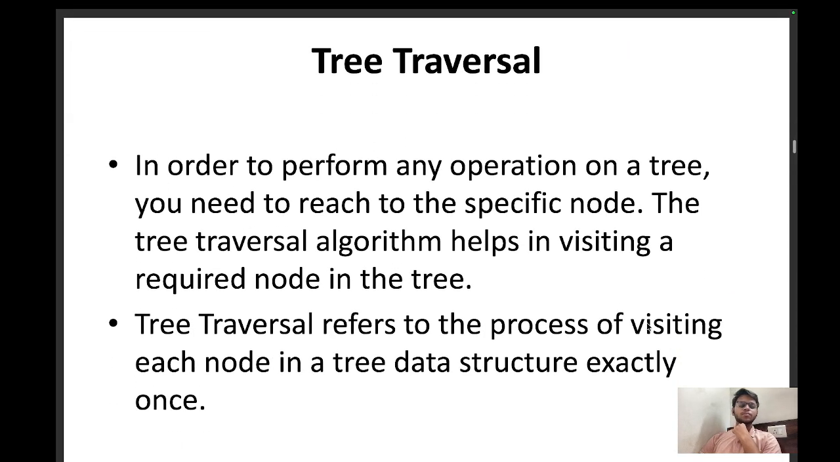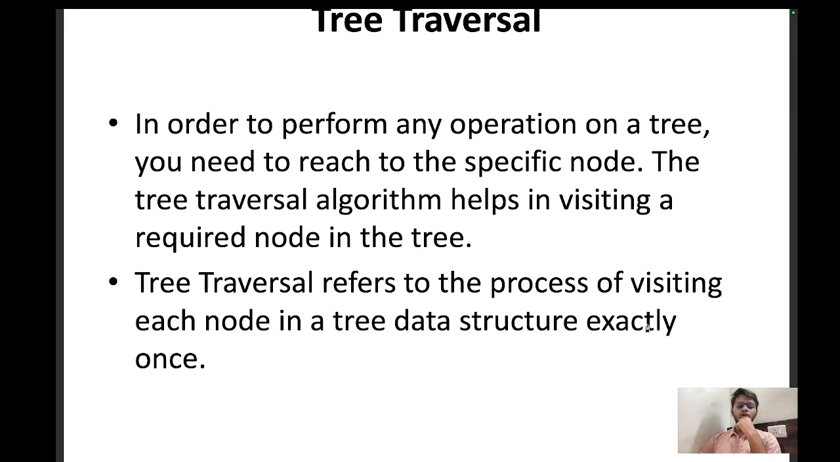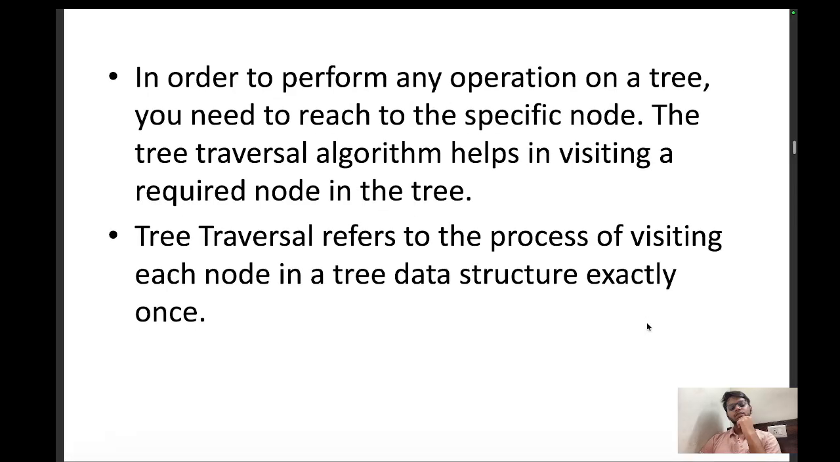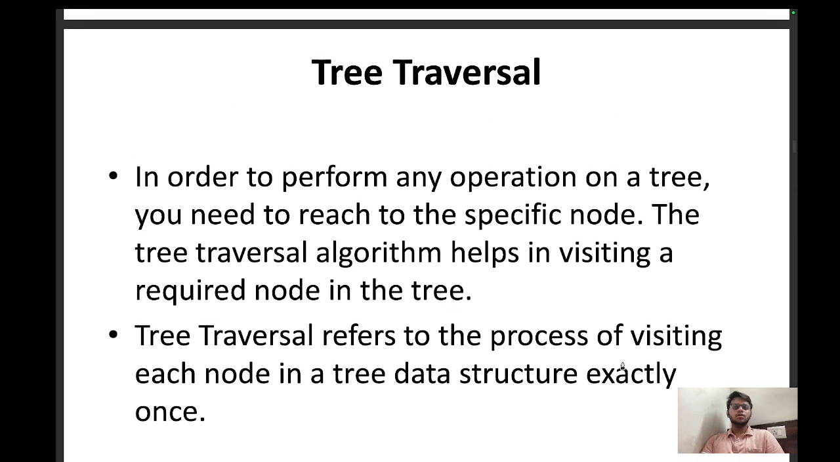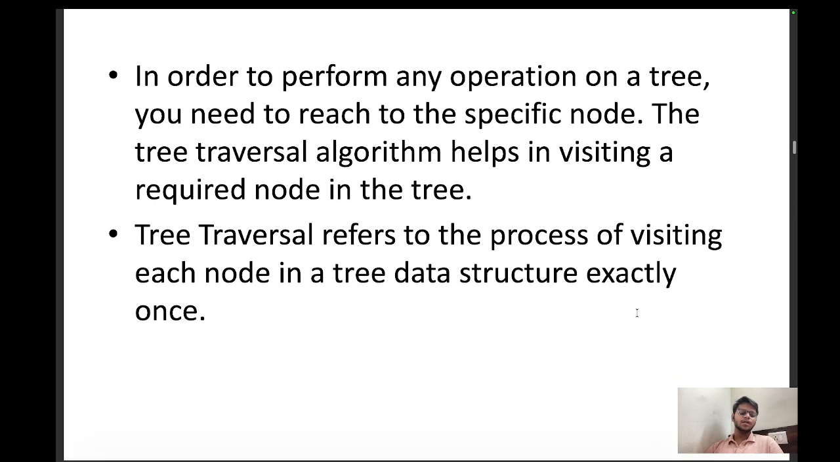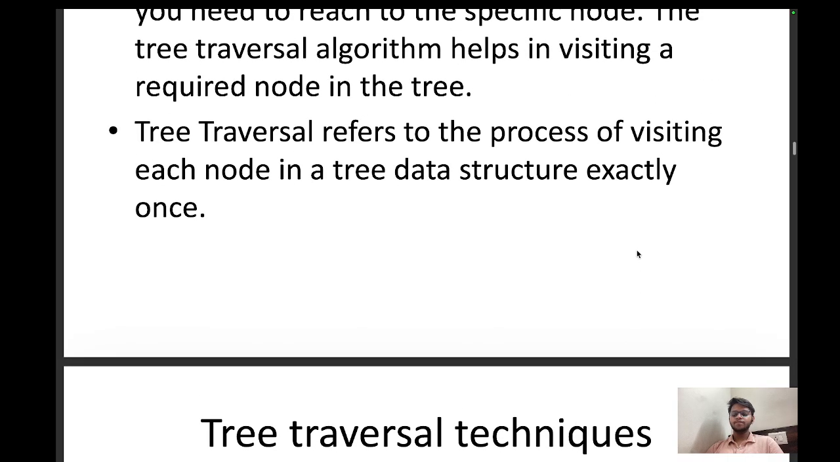So now let us come towards tree traversal. In order to perform any operation on a tree, you need to reach the specific node. The tree traversal algorithm helps in visiting a required node in the tree. So now let us see what is written in here. Tree traversal refers to the process of visiting each node in a tree data structure exactly once. So a tree traversal is nothing but moving from one node of a tree to another.